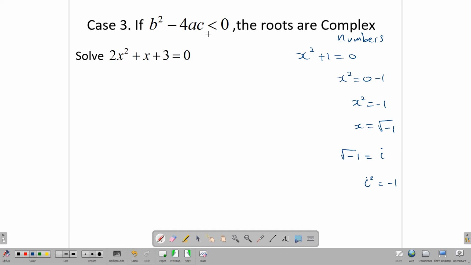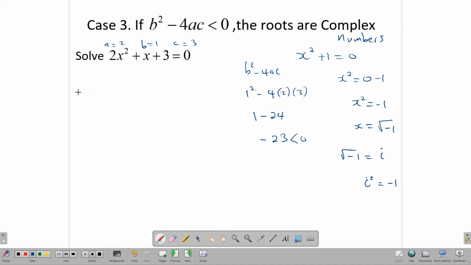So b squared minus 4ac, in this, let's say a is equal to 2, b is equal to 1, c is equal to 3. So b squared minus 4ac is going to give us 1 squared minus 4 times 2 times 3, which is giving us 1 minus 4 times 2 is 8, times 3 is 24. And so we're going to get negative 23. And negative 23 is less than 0. So we're saying if the discriminant is less than 0, then the roots are going to be complex numbers.